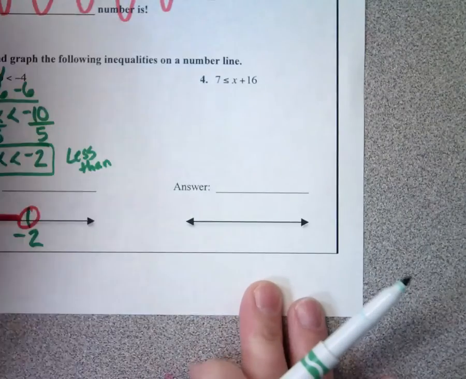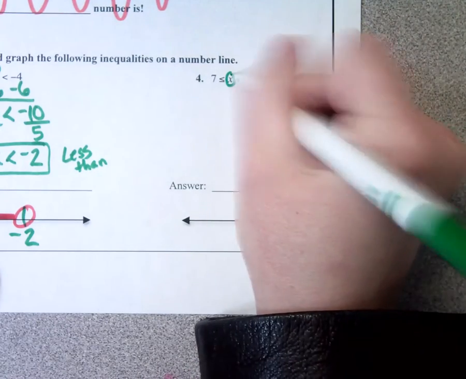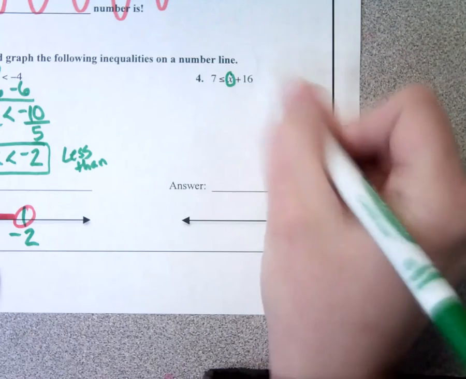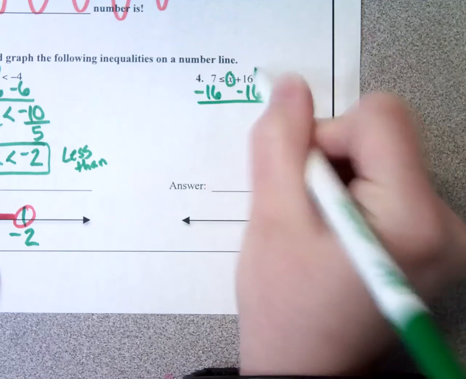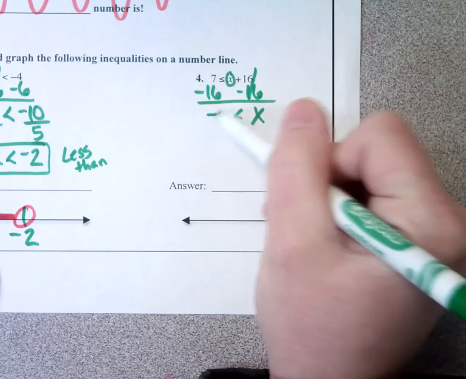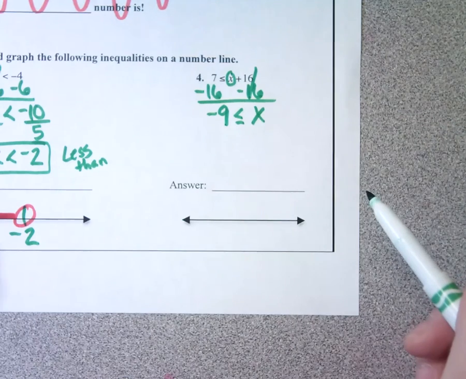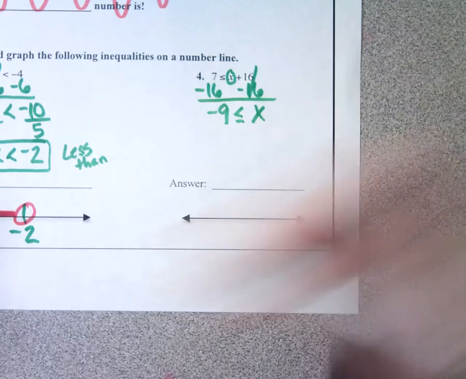Okay, let's look at number 4. So first I'm going to circle everything smushed with my x, which is just the x. Whatever's outside the circle I add or subtract. So I'm going to subtract 16 from both sides. The x drops, the symbol drops, and 7 minus 16 is negative 9. I never divided by a negative, I never multiplied by a negative, so the sign didn't flip around.